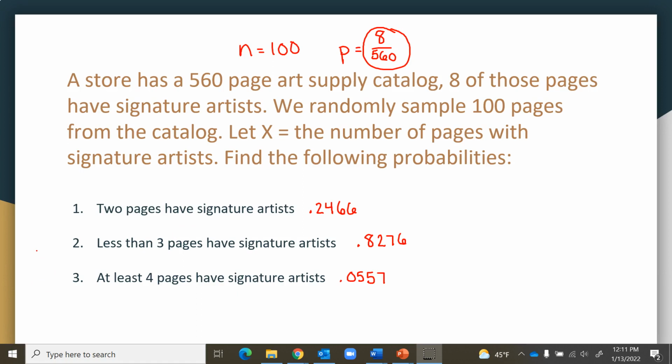So that's what the answers should have been, from Desmos. If you have questions about that, let me know, and you should be working on your 6B practice problems.